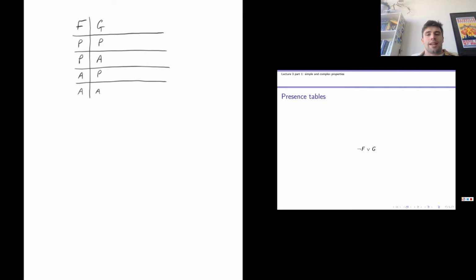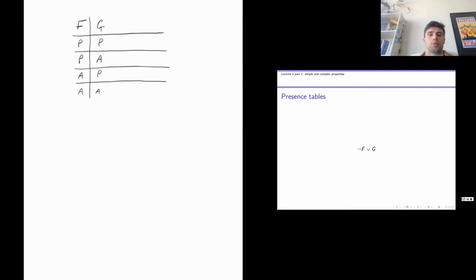Now this is exactly analogous to how we recorded the truth and falsity combinations for two statements p and q like we did last time. So the next thing we do, we look at the next largest complex property out of the whole complex property that we're interested in, such that we can calculate its presence table in one step from the values that we have in the table, from the values of f and g.